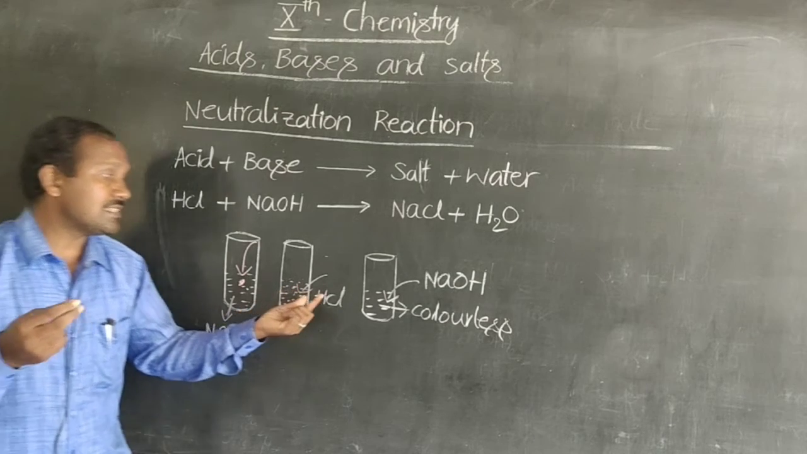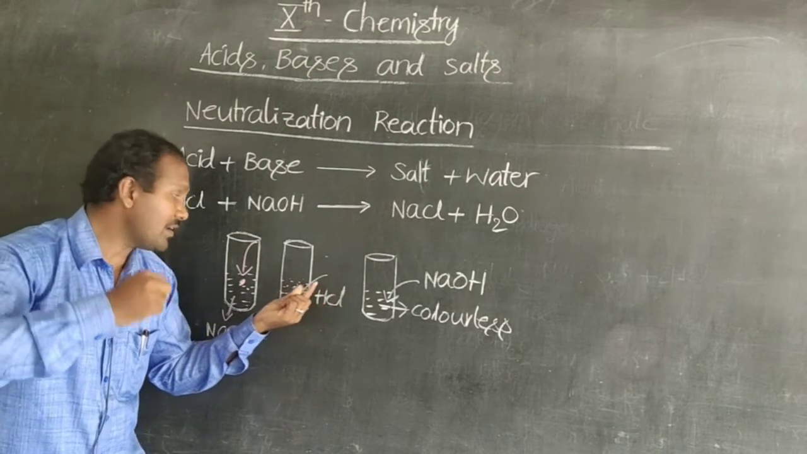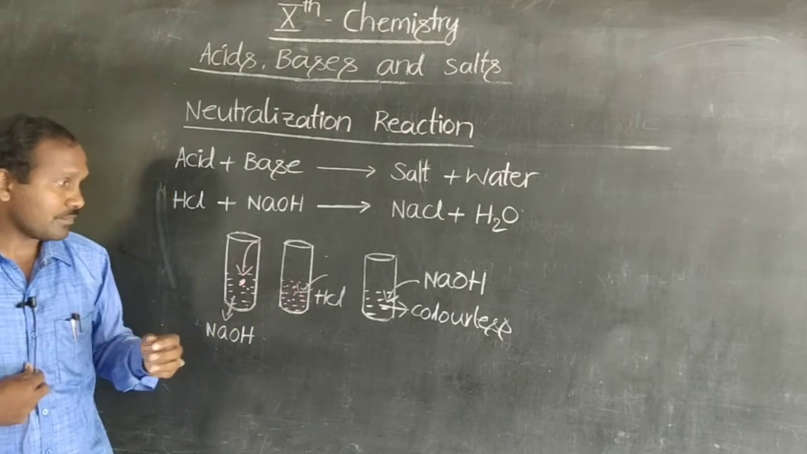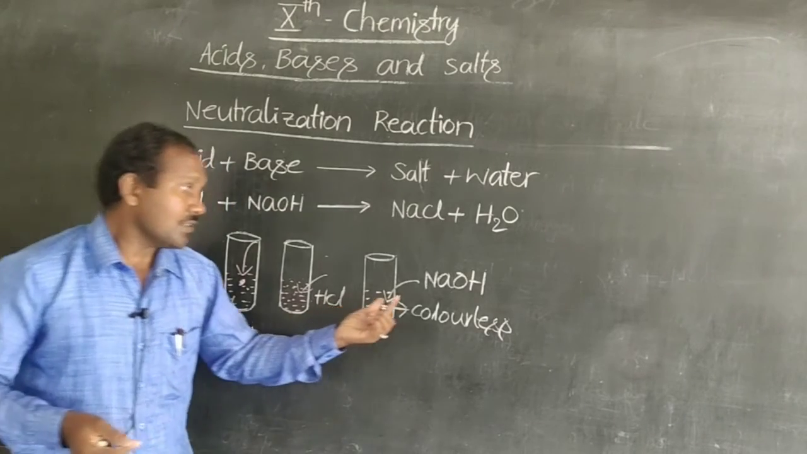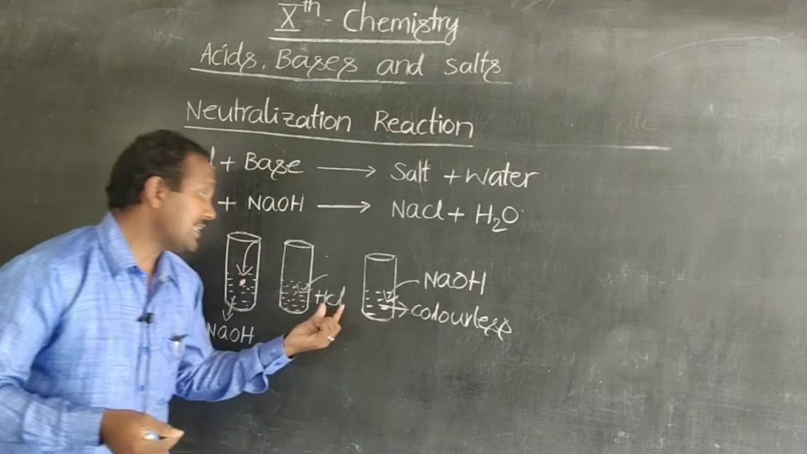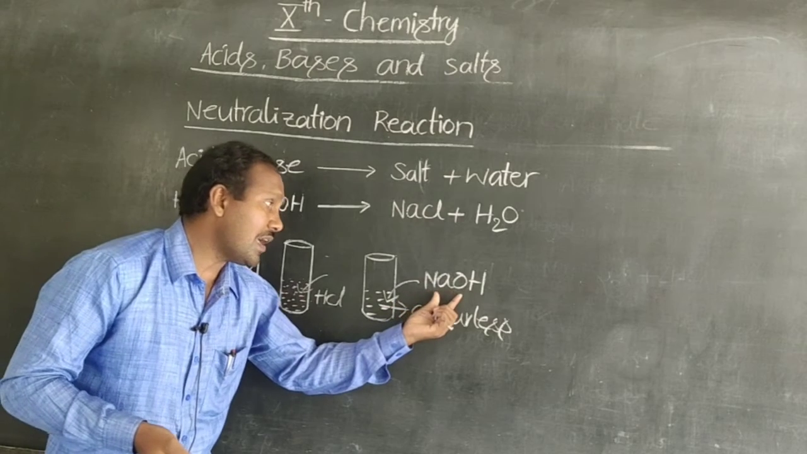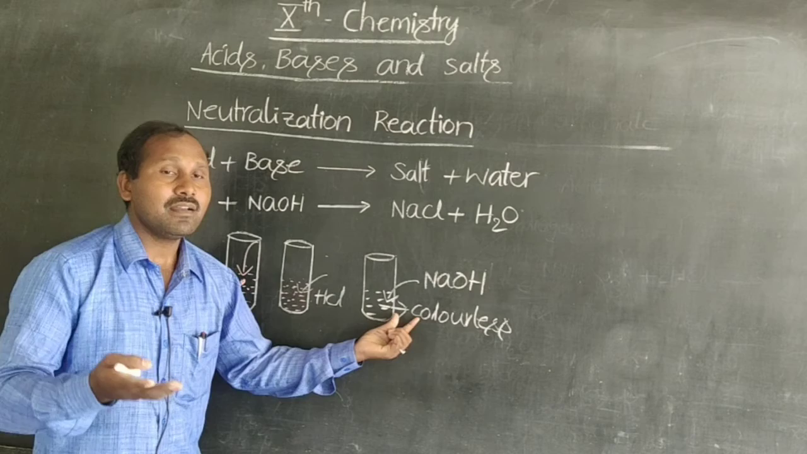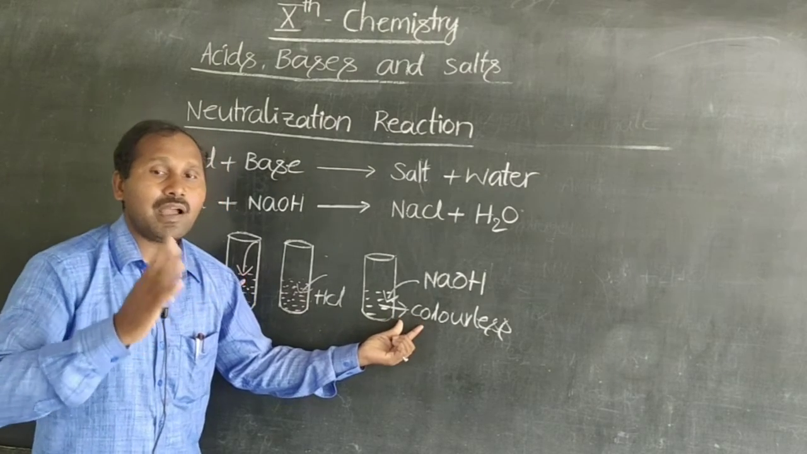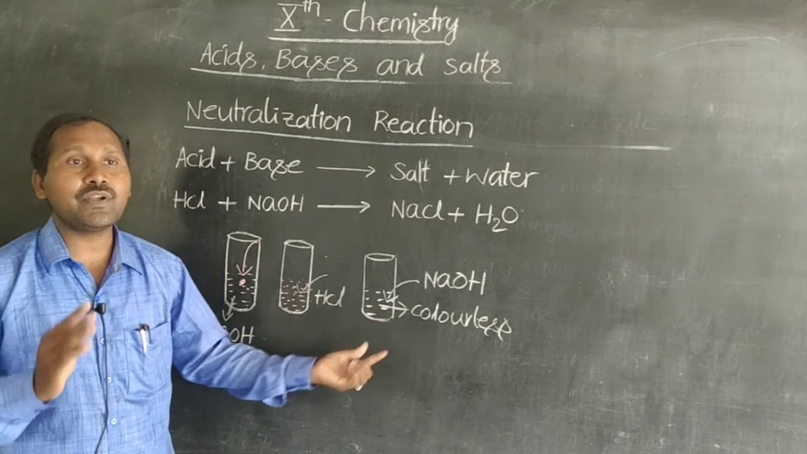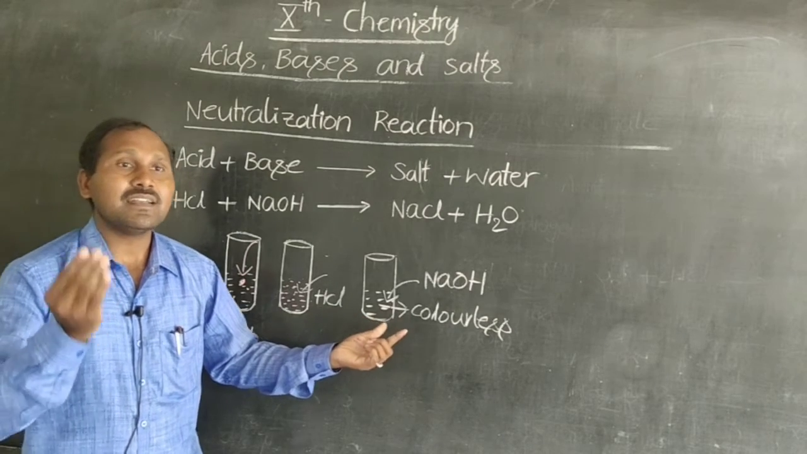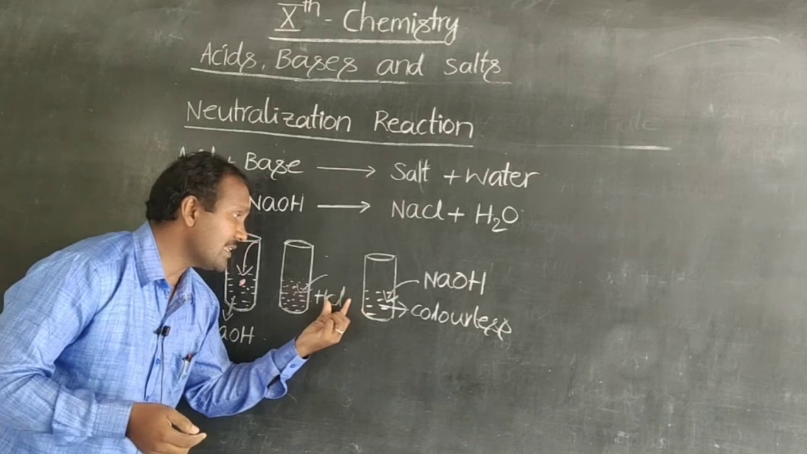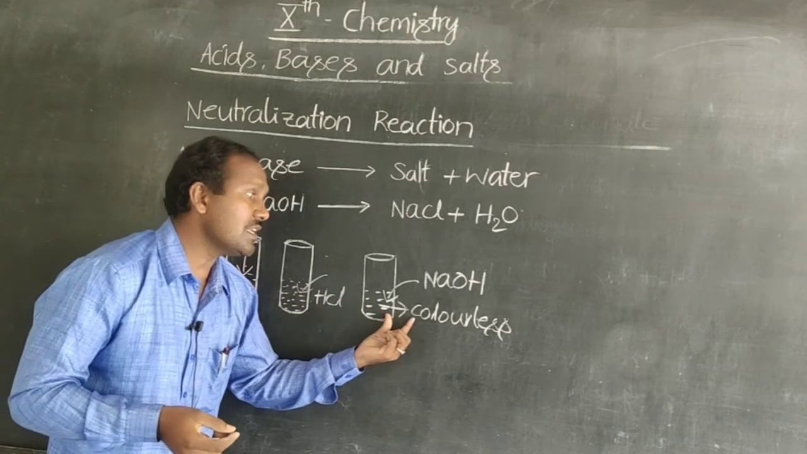Again, when HCl solution is added to the pink solution, the pink color disappears because the HCl completely reacts with the NaOH solution, and a colorless solution is formed. At that time you can understand that the basic nature is nullified. That means when the base is completely neutralized by HCl, a colorless solution is formed.